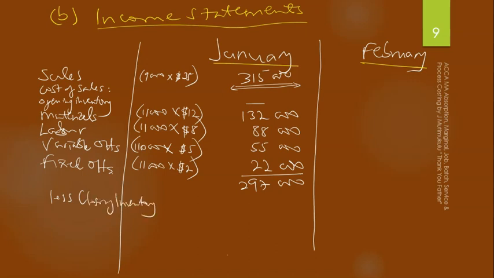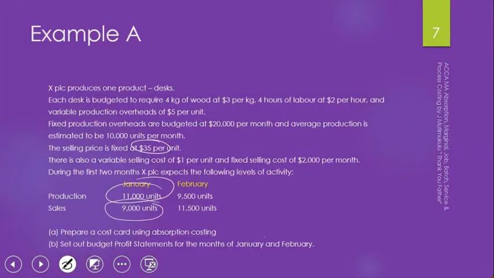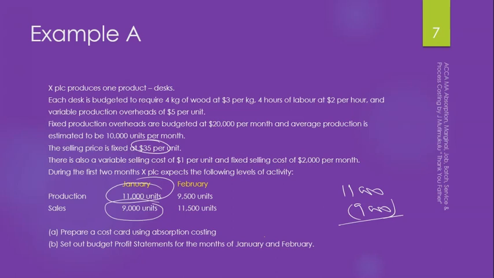Closing inventory. And our closing inventory, ladies and gentlemen, is going to be determined with some form of maturity and expedient. We produced 11,000 units, but we sold 9,000 units. So obviously we are left with how much? 2,000. This is our closing stock. Are we together, ladies and gentlemen?